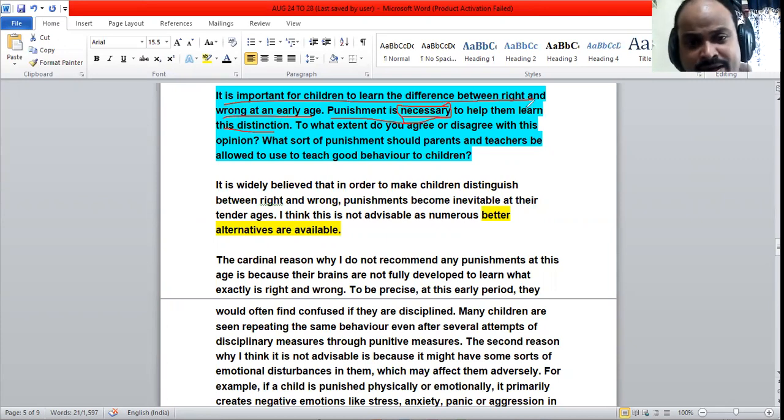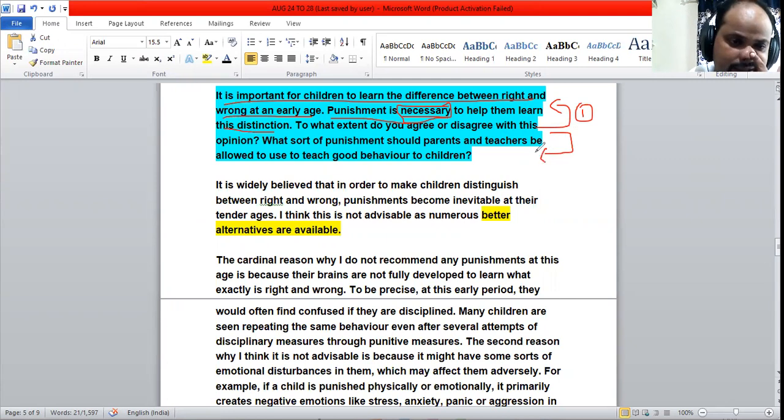So it becomes an opinion question, a personal opinion question. Do you agree or disagree? That's question number one. And if you agree, then only you can answer the second question. If you agree, you can say punishment is needed. But what punishment should parents and teachers give children? If you completely disagree, then this question becomes irrelevant.